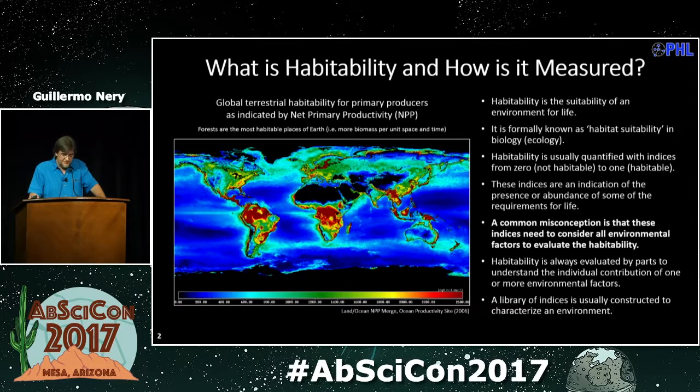A common misconception is that these indices need to consider all environmental factors to evaluate the habitability. Habitability is always evaluated by parts to understand the individual contribution of one or more environmental factors, and a library of indices is usually constructed to characterize an environment.